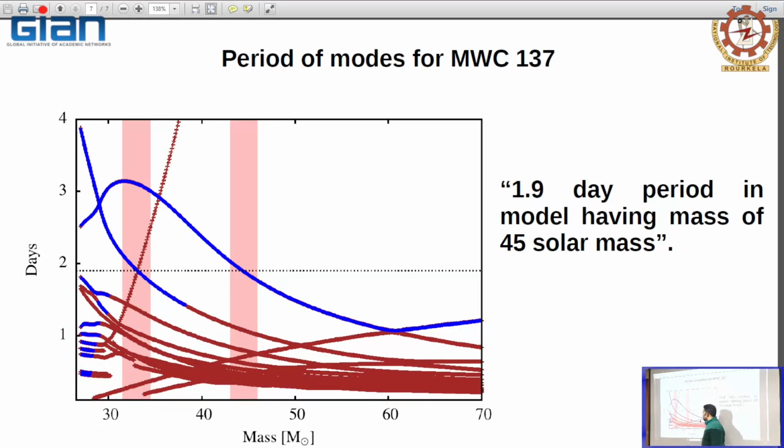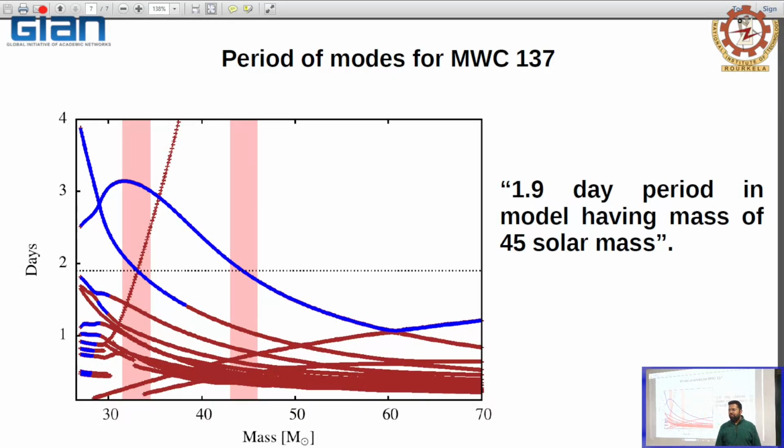Now, if you look at this observed period, you see that one of the modes, for example this one, is crossing at this point, where this mode has exactly a period of 1.9 days. Okay, so it means that this 1.9 day period can be explained by the radial pulsation if the model of your star is close to 45 solar mass. What about the other possibility? We have another mode which is excited and also has a period of 1.9 days, and the mass of this model is close to 33 solar mass.